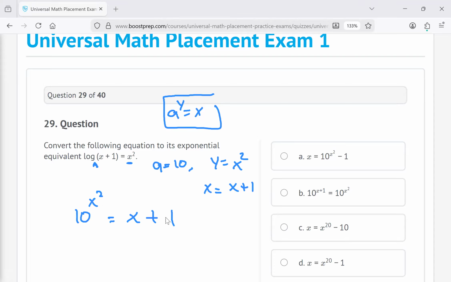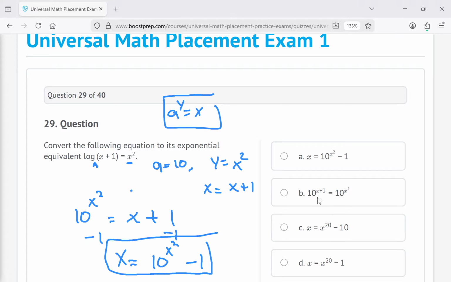And what they want you to do is solve for x. So all you have to do is move this 1 to the left. Don't worry about the 10, just leave it as it is, 10 to the x squared. So it's 10 raised to the x squared minus 1. Which will that be? Is that the first one? 10 raised to the x squared minus 1? Yes.